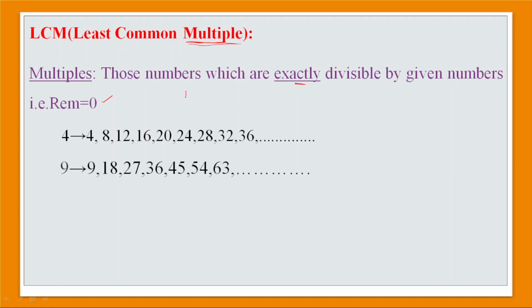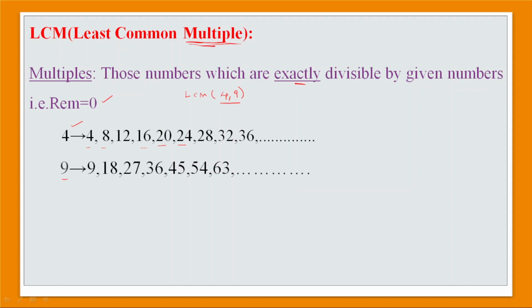Suppose let us find the LCM of 4 comma 9. For that, I need to write the multiples of 4 as 4, 8, 12, 16, 20, 24 and so on. And similarly, I need to write the multiples of 9 also: 9, 18, 27, 36, 45, 54 and so on. So now I've written the multiples here.